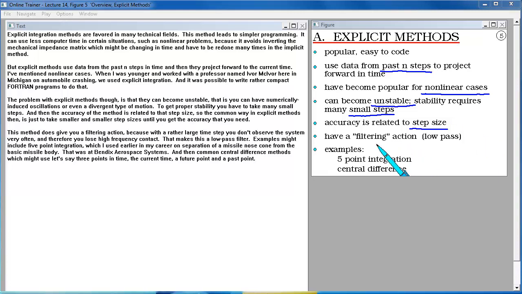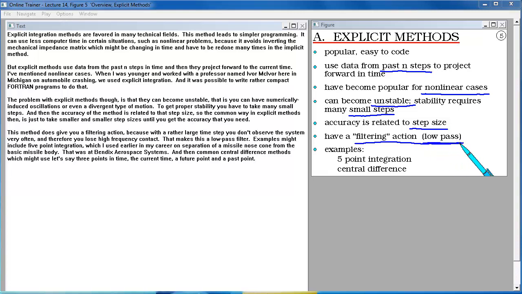This method does give you a filtering action because with a rather large time step you don't observe the system very often, and therefore you lose high frequency content. That makes this a low pass filter.